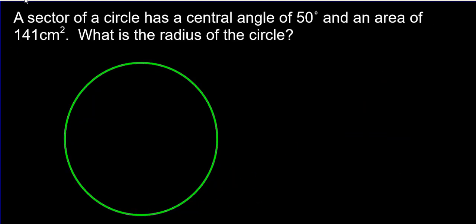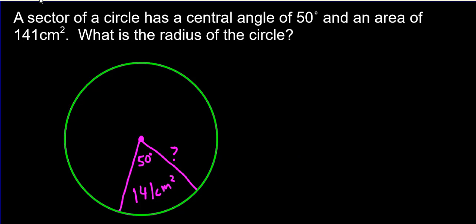Pretty cool. So here is another question. A sector of a circle has a central angle of 50 degrees this time. Pretty similar to the last question. This is 50 degrees, and an area of 141 centimeters squared. What is the radius of the circle? We want to know what the radius is.